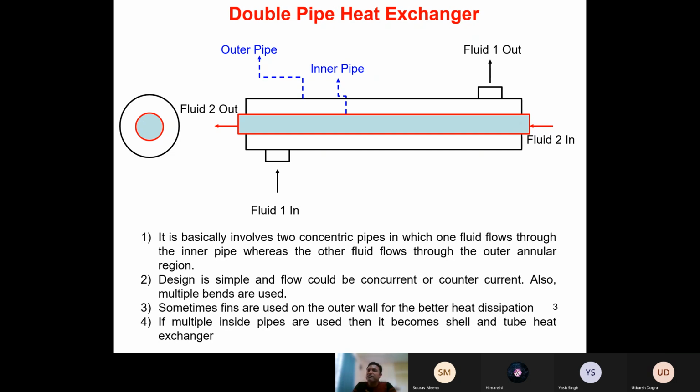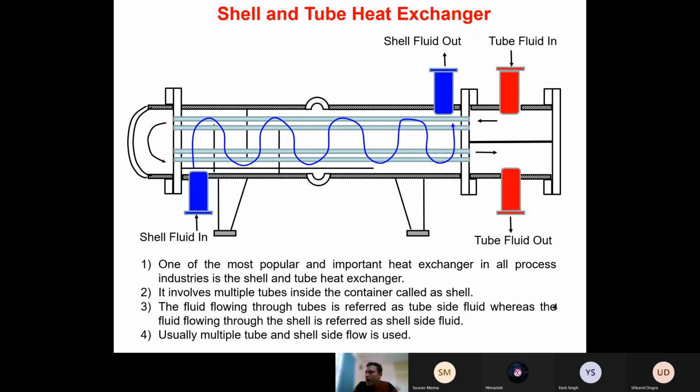Again, the generalized version of this double pipe heat exchanger is a shell and tube heat exchanger, where there is a bigger size pipe, and inside that bigger size pipe there are several small size tubes. Such an arrangement is called a shell and tube heat exchanger. So the outer bigger size pipe is called a shell, whereas all the inside pipes are called tubes. Okay, so this is a typical schematic of the shell and tube heat exchanger.